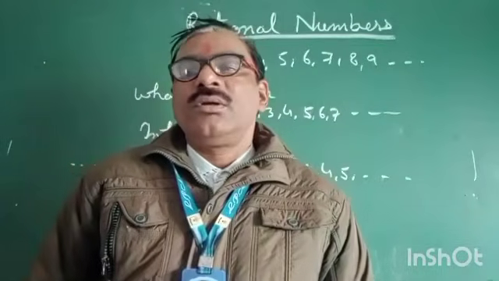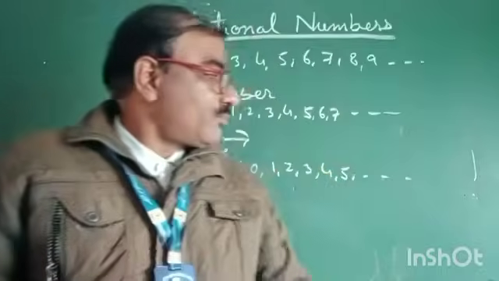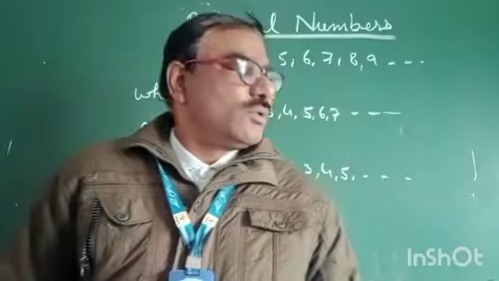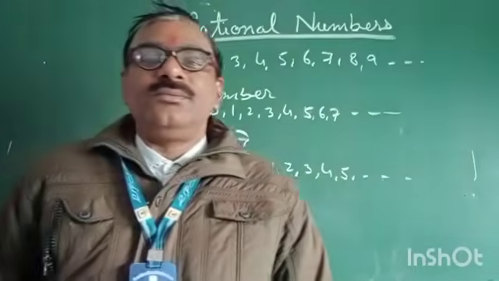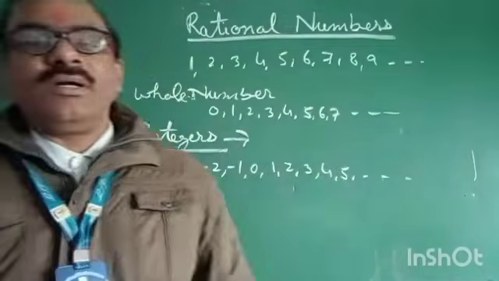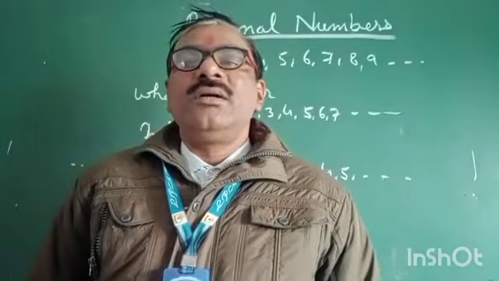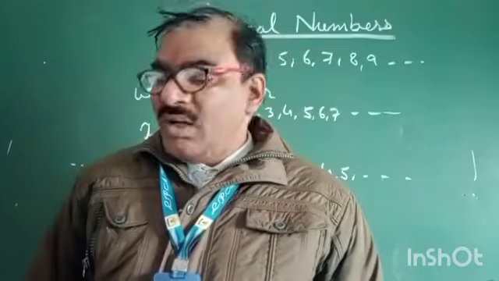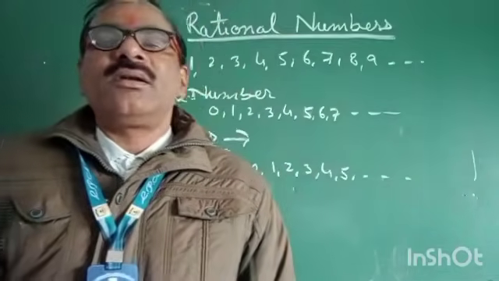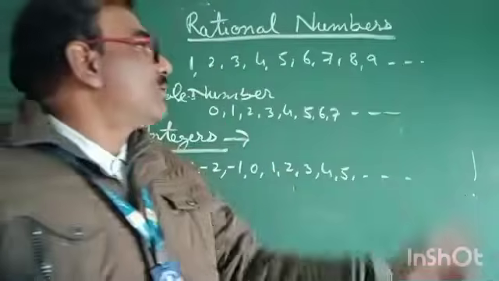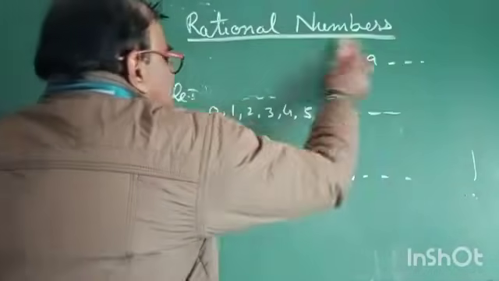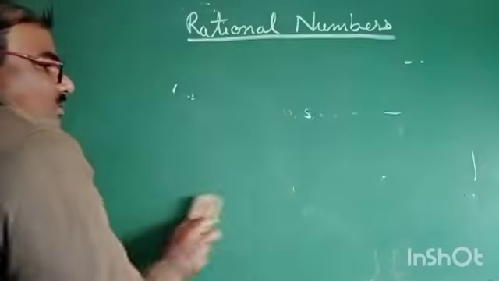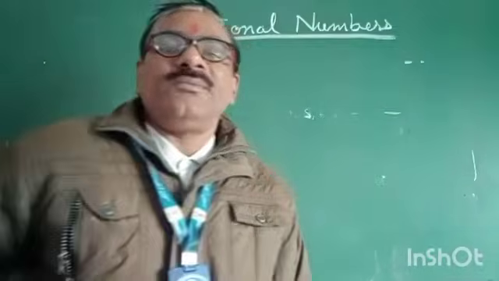So we can say that all whole numbers and negatives of natural numbers are the integers. Now I'll explain the main topic. The topic is rational numbers. What is a rational number?